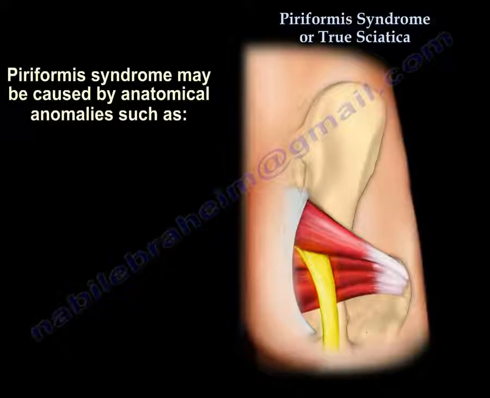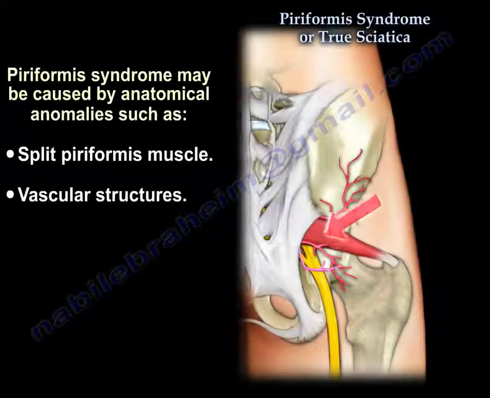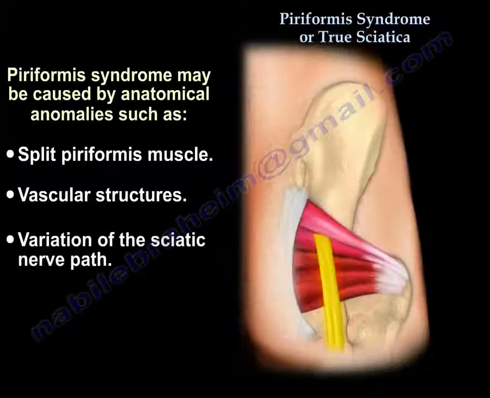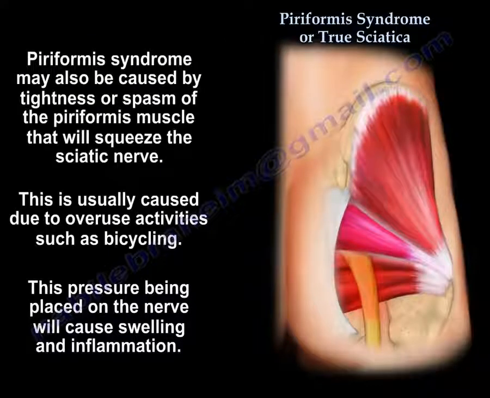Anatomic anomalies such as a split piriformis, or vascular structures, or variation of the sciatic nerve path. Also, the syndrome can be caused by tightness or spasm of the piriformis muscle that will squeeze the sciatic nerve, usually from overuse problems such as in bicycling. That pressure on the nerve will cause swelling and inflammation.